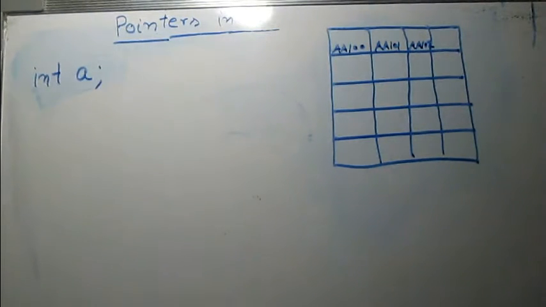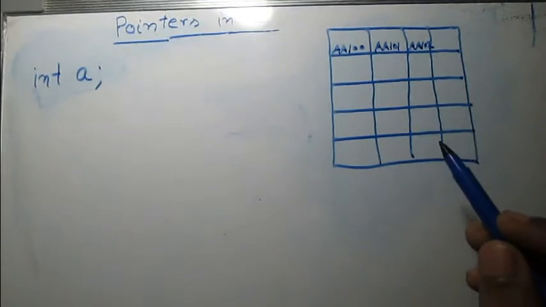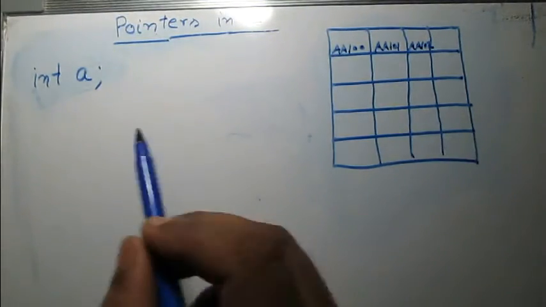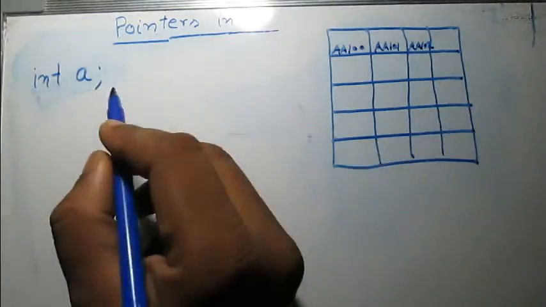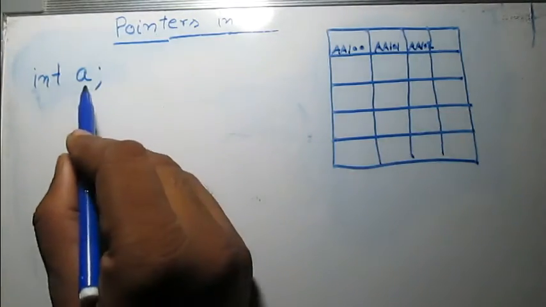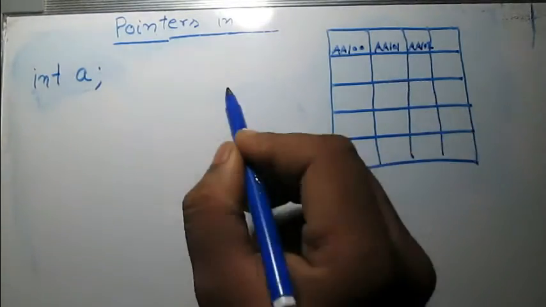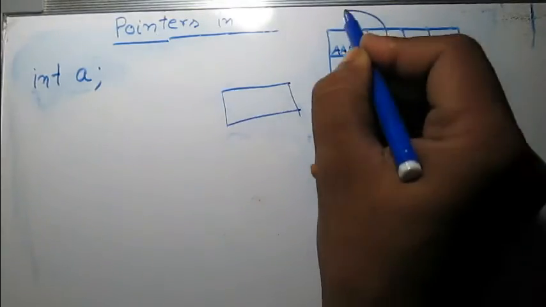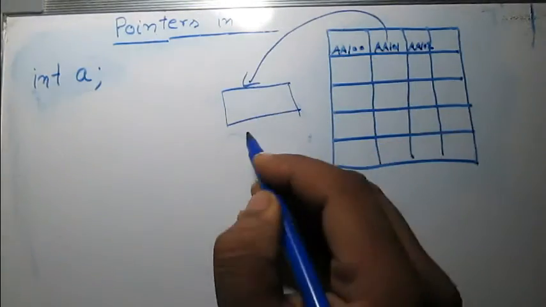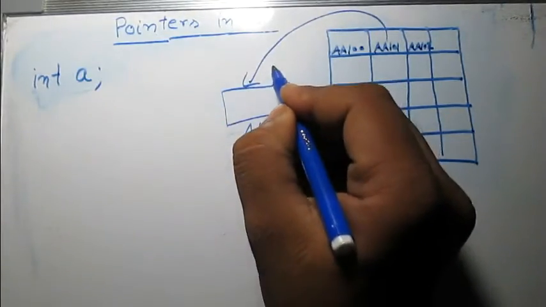On pointers in C. You know that there are memory locations that can be used to store values. Suppose you declare a variable of integer type, int a. So what happens? This variable is associated by the system with a memory location. Suppose this memory location A101 gets allocated to this variable a.